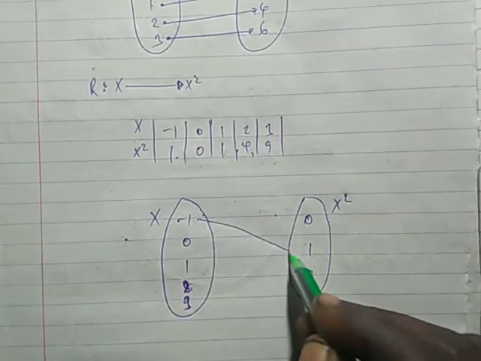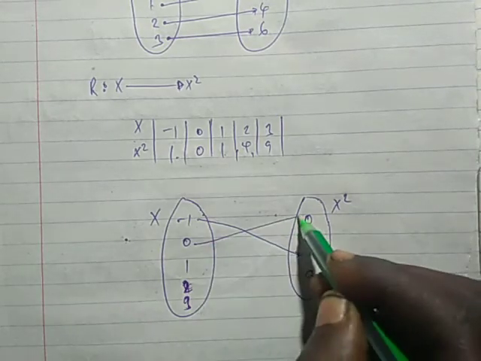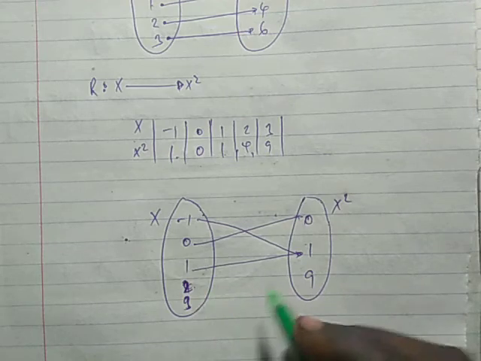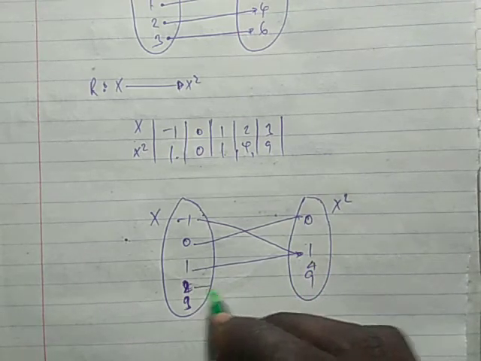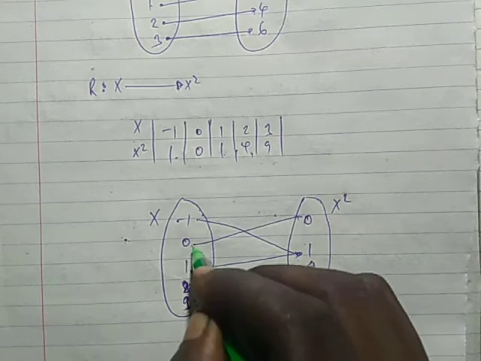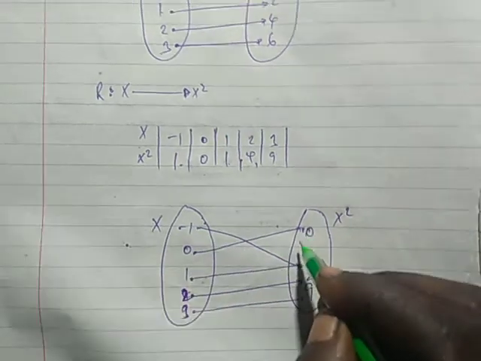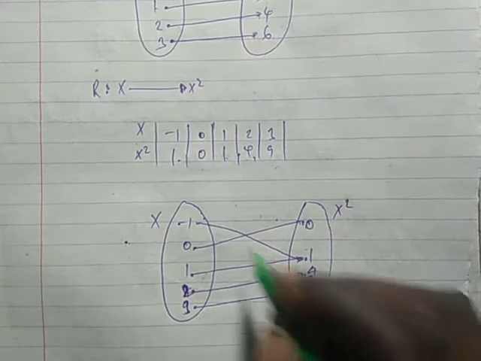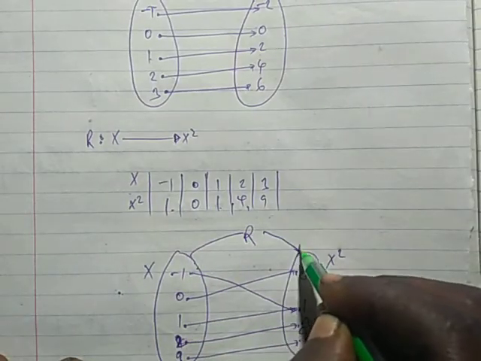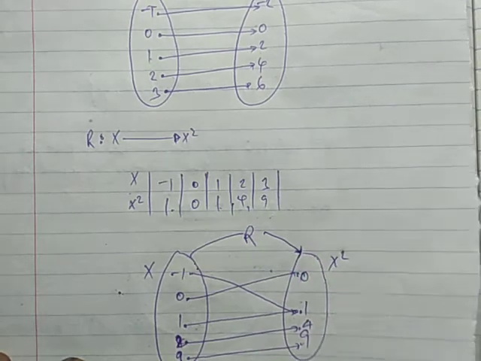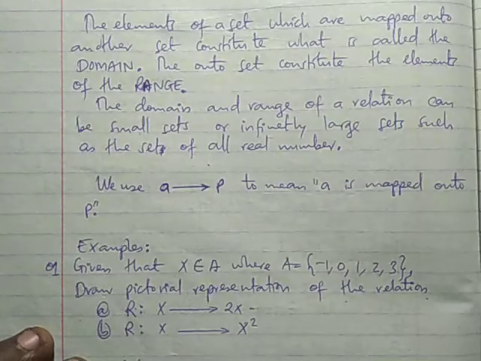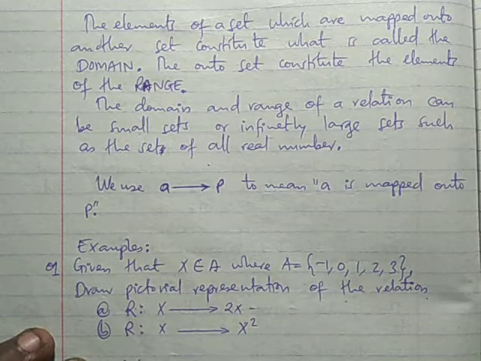So this 1 goes to that 1 there, this 0 goes to this 0 here, and 1 goes to that 1. This 2, I mean here there is 4, 2 goes to 4, and 3 goes to 9. So we can just put dots there, and here you can put dots. Finally, here we have the relation R, it has come from here and gone to here. So that is the way we are drawing the pictorial presentation of different relations.